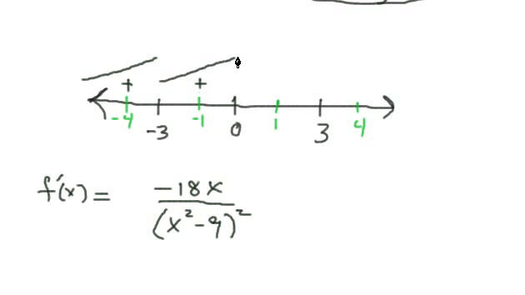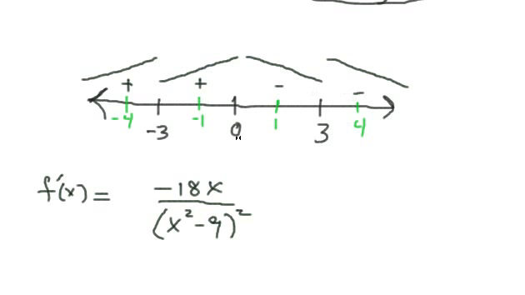Alright. Now we take 1, plug it in, and negative 18 times 1 is going to be a negative number. So we know that that's negative. So that's going to be decreasing. Plug 4 in, and that's going to end up being a negative number times 4, which is a negative. So that's going to be negative, and therefore that's going to be decreasing. So if you go back and look at the graph, you'll see it.